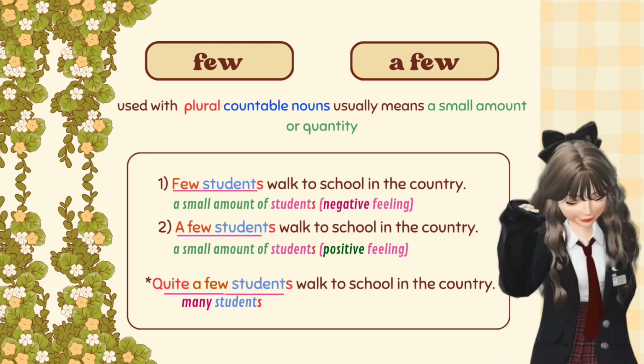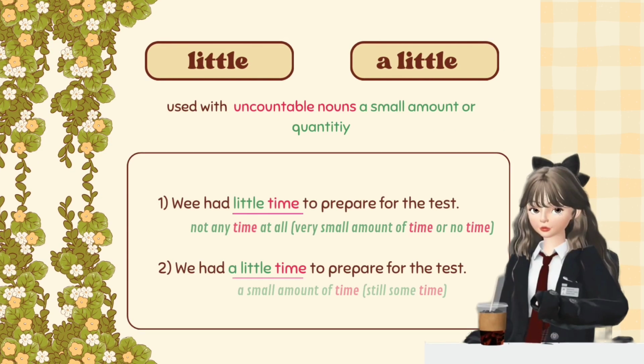We are going to look at little and a little. Little and a little are used with uncountable nouns, to mean a small amount or quantity. Let's look at the example. We had little time to prepare for the test. Now, in the sentence, we had little time. This means that we maybe had not any time at all. This means a very small amount or no time to prepare.